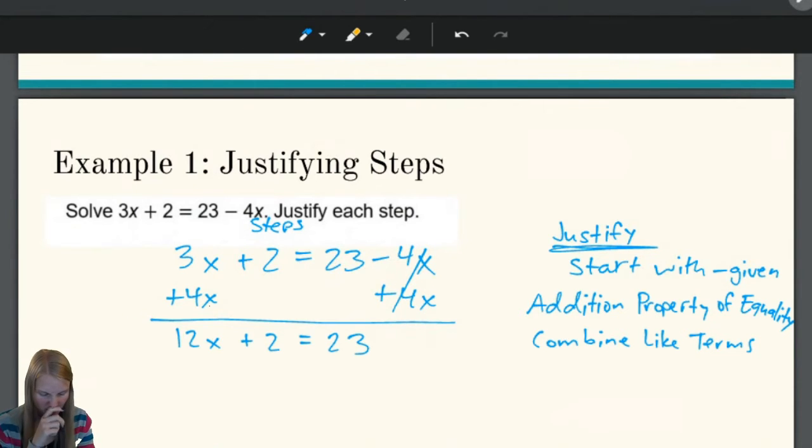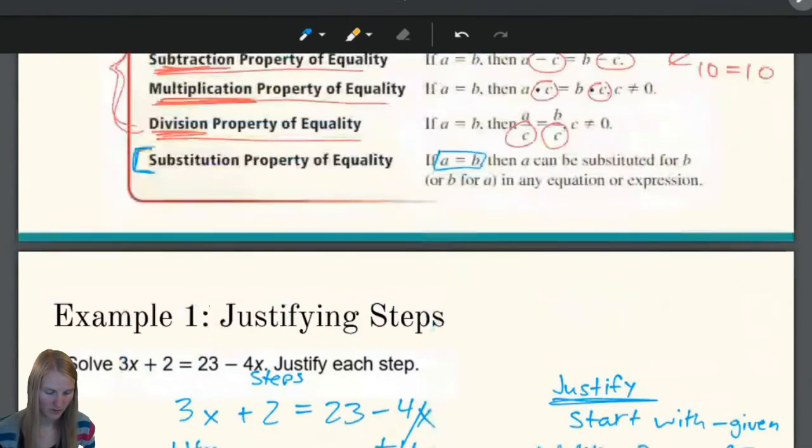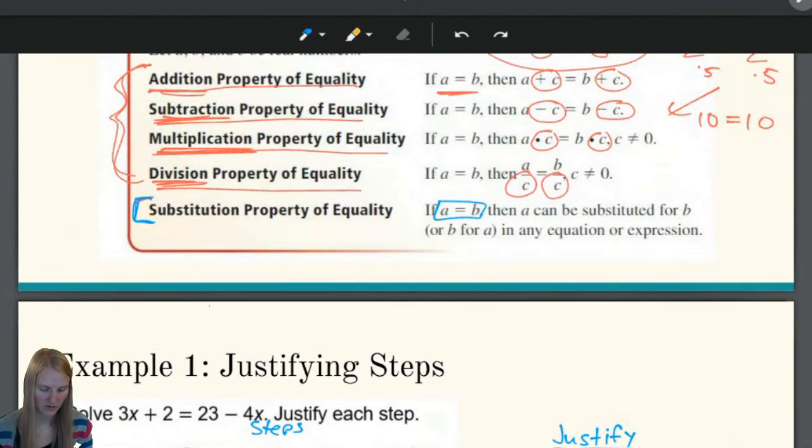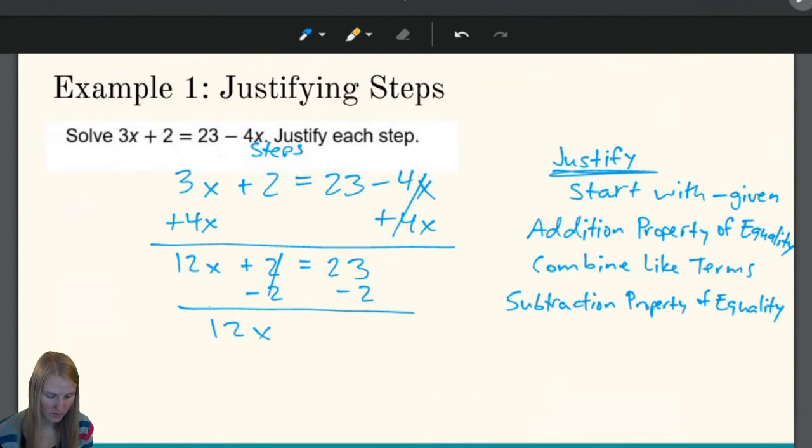Okay. So now we have 12x plus 2 equals 23. Now to continue solving, I'm going to subtract 2 from both sides. Why am I allowed to do that? Because of the subtraction property of equality. So that's what I'll write here. Subtraction property of equality. All right, let's continue our steps. We have 12x equals 23 minus 2 is 21.